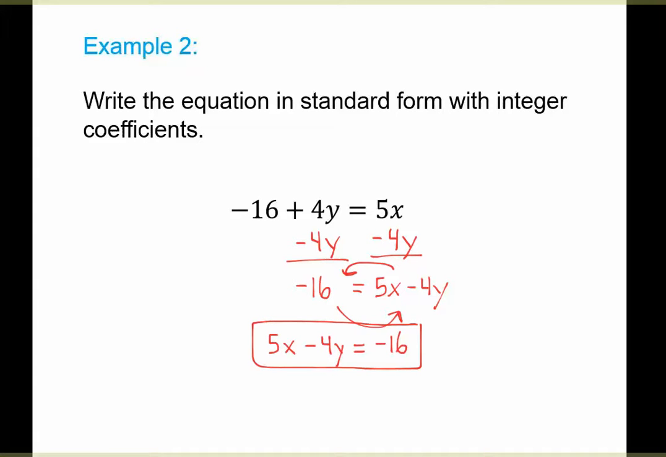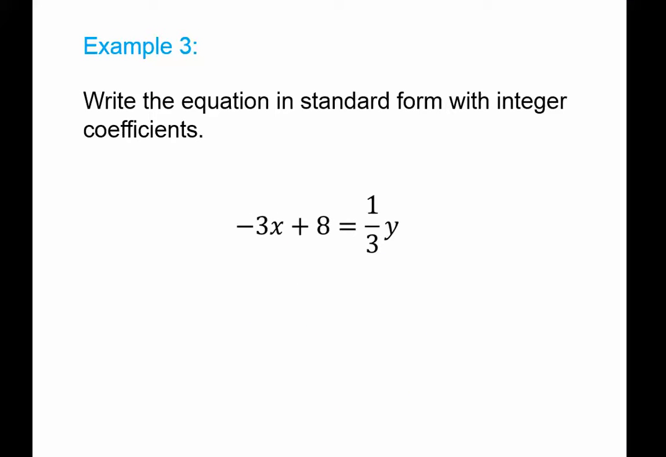Okay, now I realize there might be some of you who did not come up with this answer. Maybe you decided to subtract 5x and then add 16. That is completely valid as well. So you could also have this as a possibility. Some of you may have negative 5x plus 4y equals positive 16. And that would work as well. Okay, so both of these are valid.